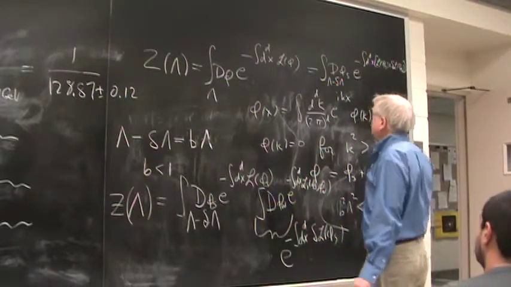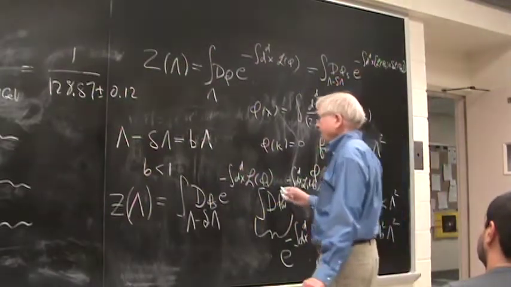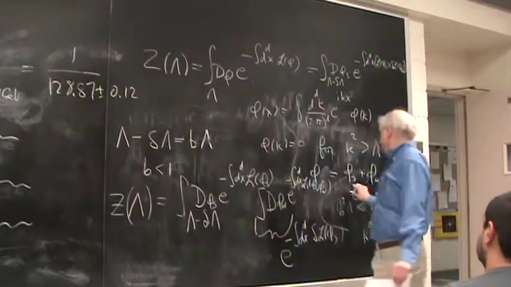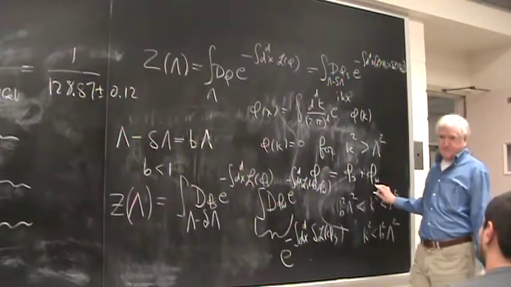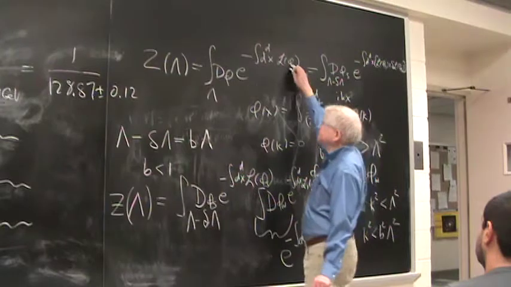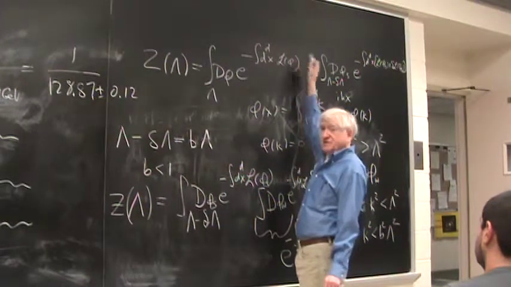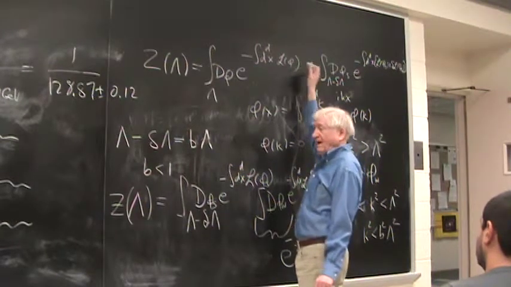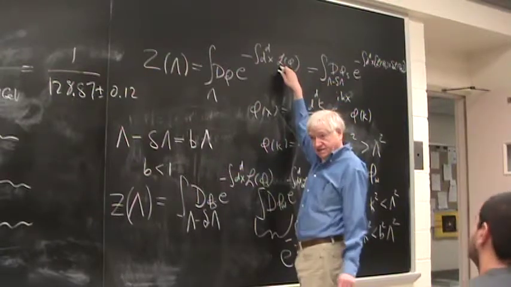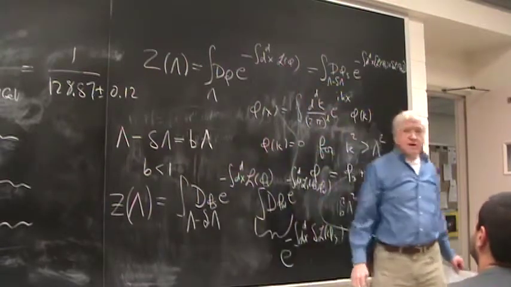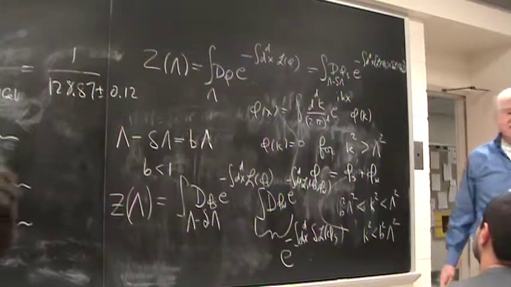What you do is you write phi as phi slow plus phi fast. And then you substitute that in here. And you expand. What happens depends upon what L is. Okay. So now I'm looking for a place to continue to write.